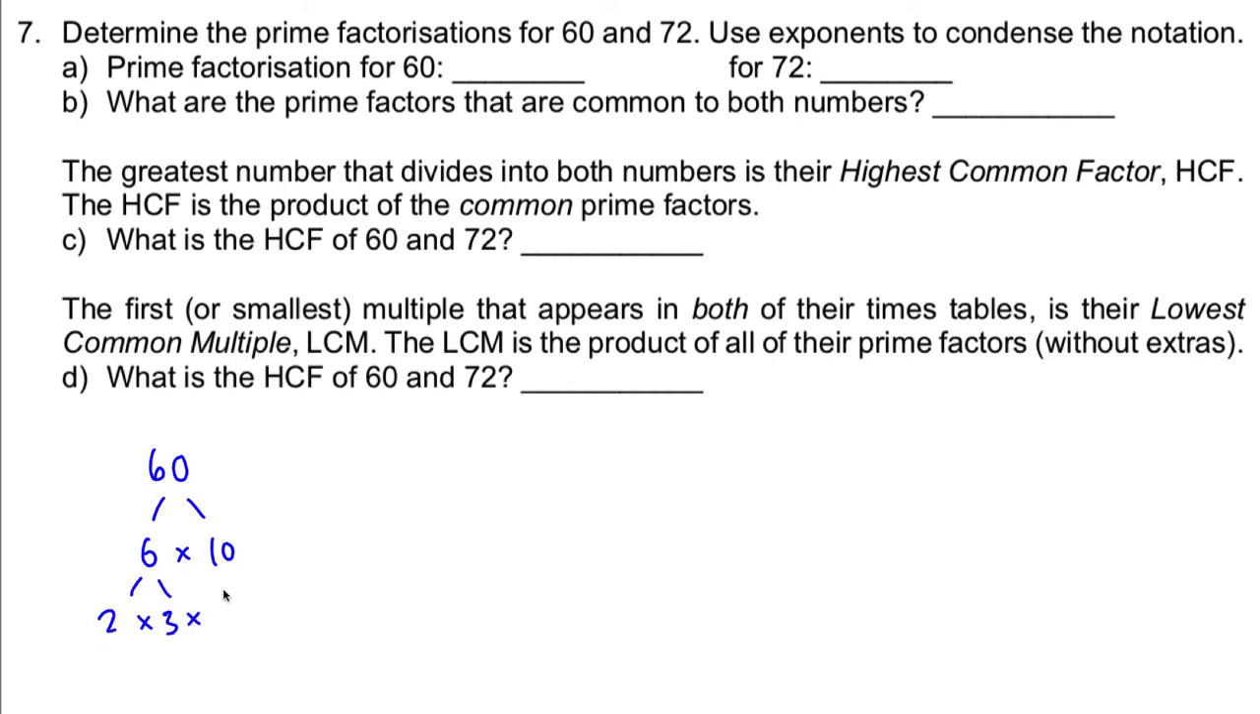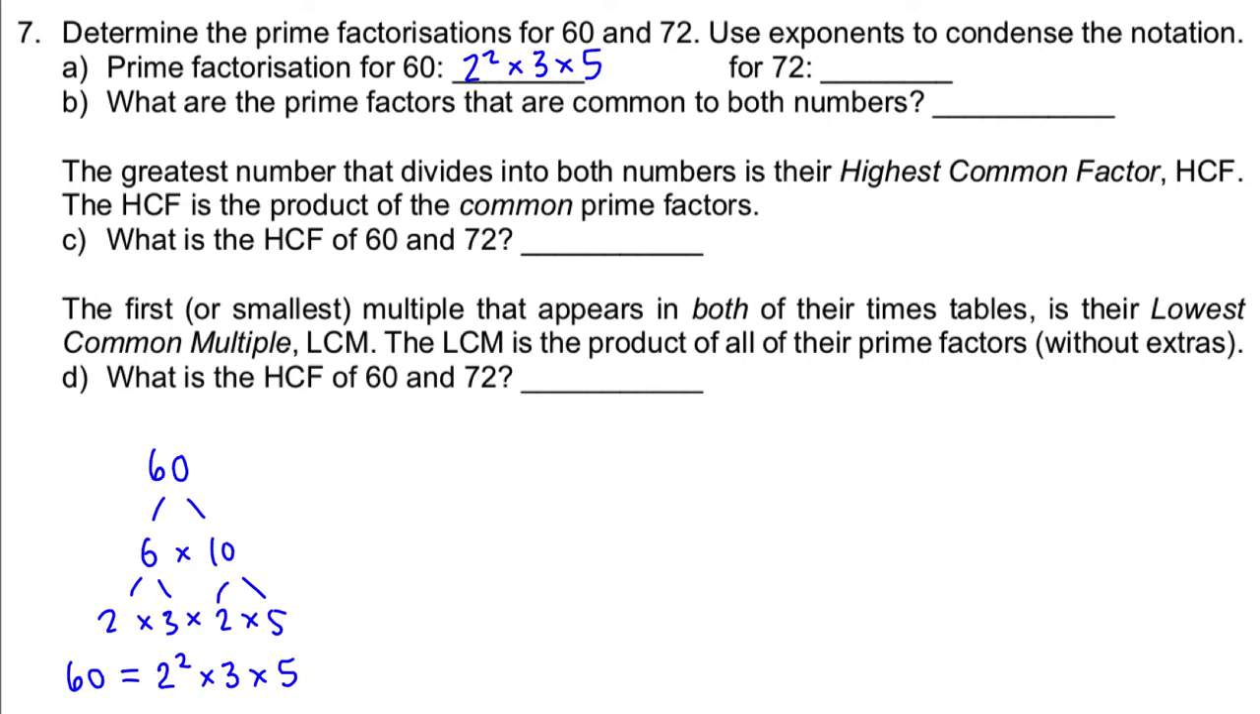There are lots of ways that you could start unraveling this, but I find this one easy because of the ending in a 0. So 6 is 2 times 3, and 10 is 2 times 5, so 2 copies of the base number 2 multiplied by 1 copy of 3 and 1 copy of 5. That is our prime factorization for 60.